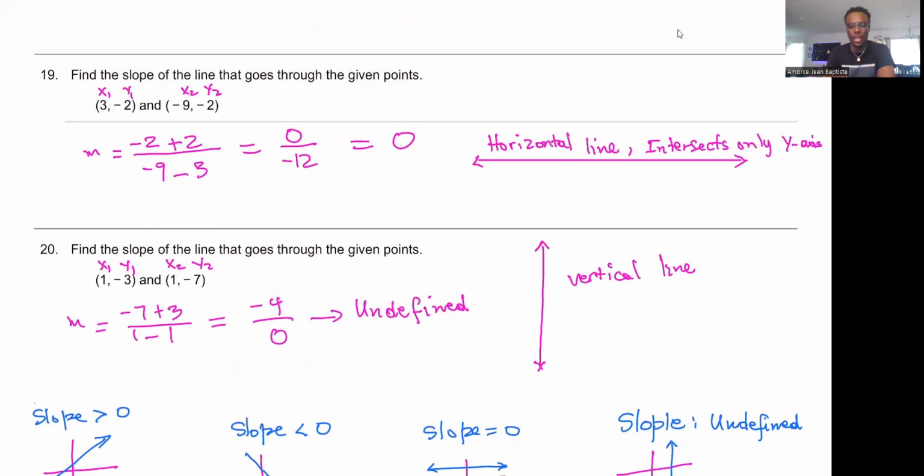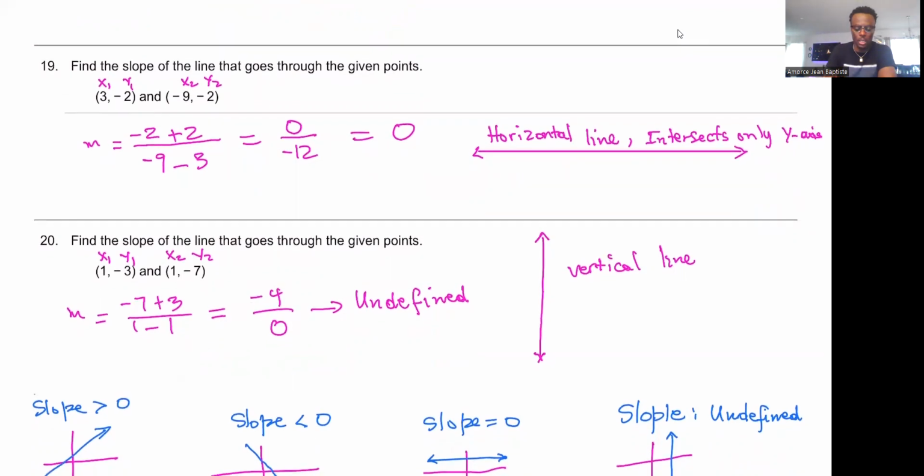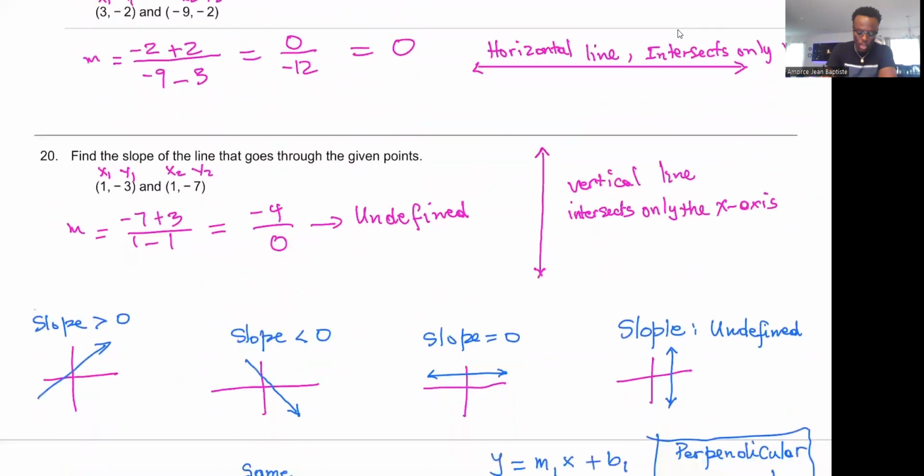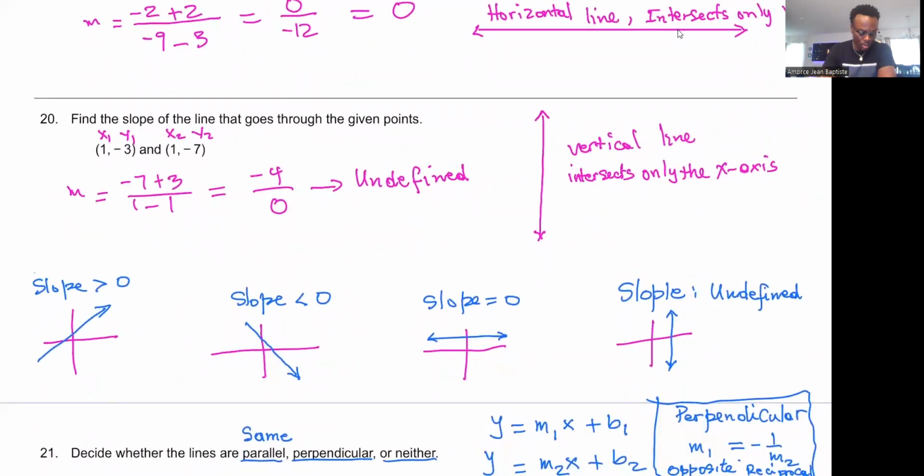Horizontal line. And the vertical line is when you have a slope that is undefined, which intersects only the x-axis. So here is the summary of all of these. Positive slope line is going upward, downward for the negative slope, 0 slope horizontal line, and then slope undefined is a vertical line.